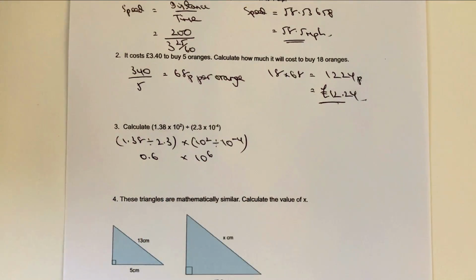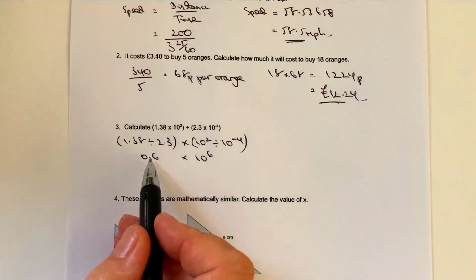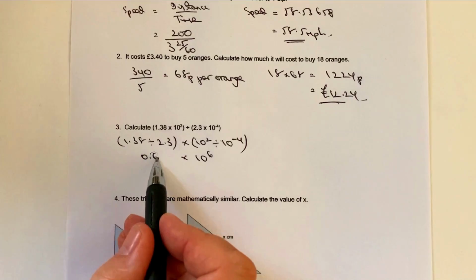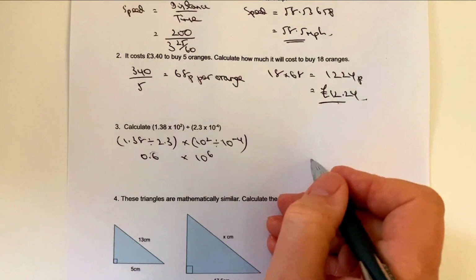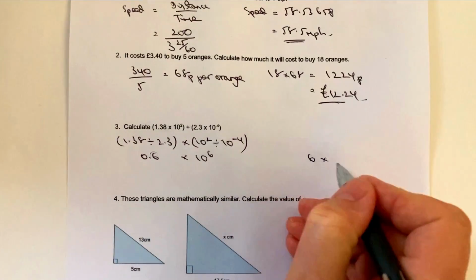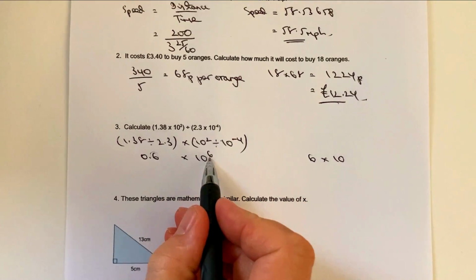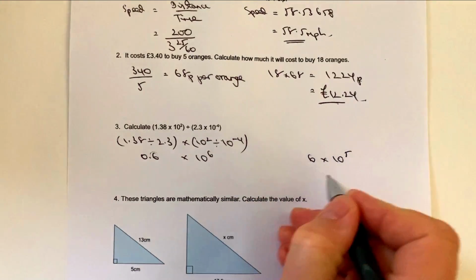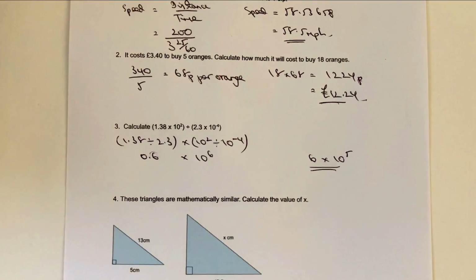6. Okay, 2 minus 4. So therefore that would be the answer to the question, except it's not in standard form. So what we do is we move the decimal point back one place to make this first number between 1 and 9. And then because we've moved it back one place, we just reduce that by 1. 6 times 10 to the power of 5. Okay, hopefully that's okay for you.